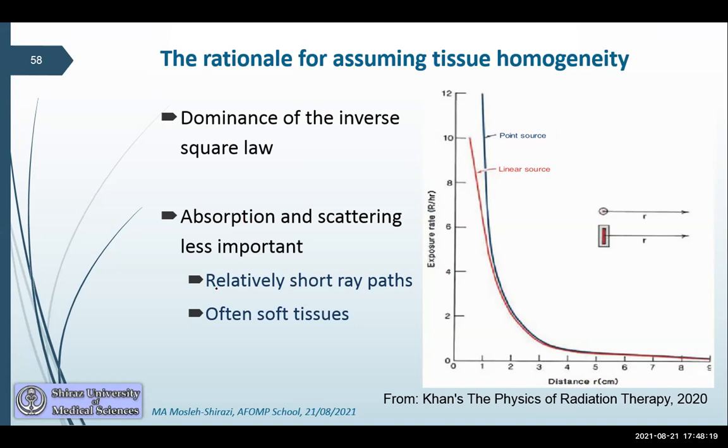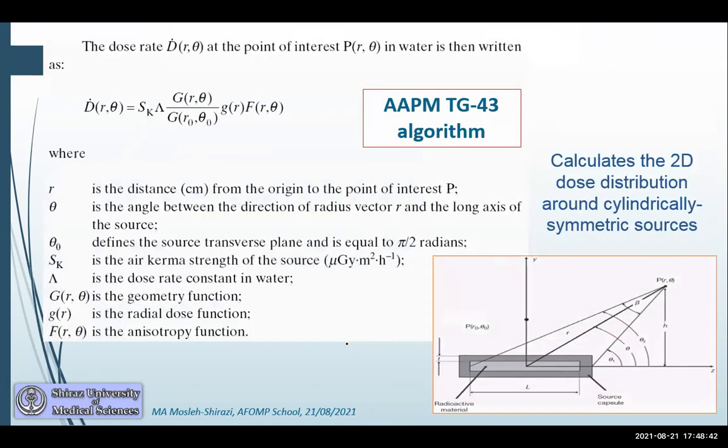Why is that so? Because first of all, we're talking about short distances that these rays should pass through. And of course, most of the time, not always, we're talking about soft tissues. And you saw with that comparison of cobalt and iridium that the energy of the gamma rays isn't that important in terms of the distribution.